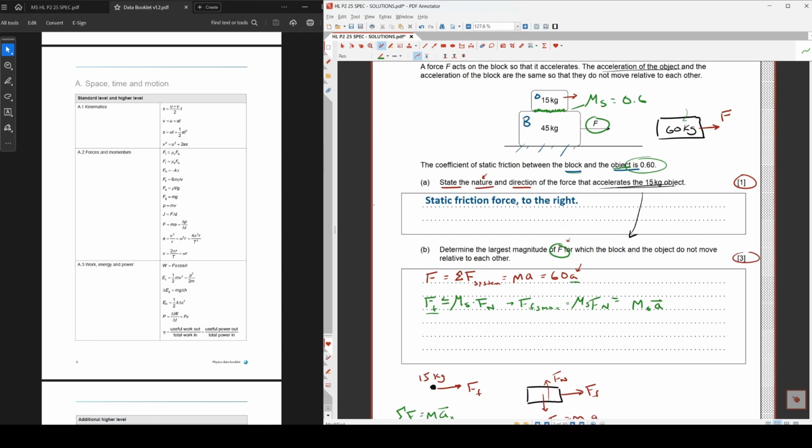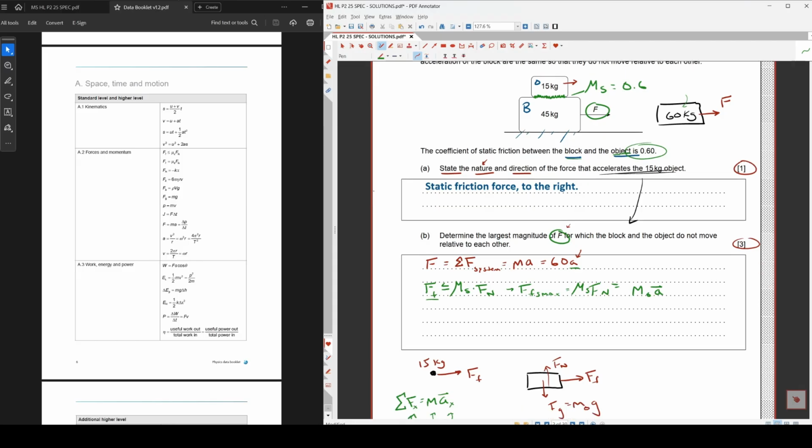Are you talking about the whole thing, or just the 15 kilogram thing, or the 45 kilogram thing? You really have to break it down and be careful and take your time. So we're just trying to find the acceleration of the 15 kilogram thing here. So this is going to be 15, you know? Okay, so this equals MA.